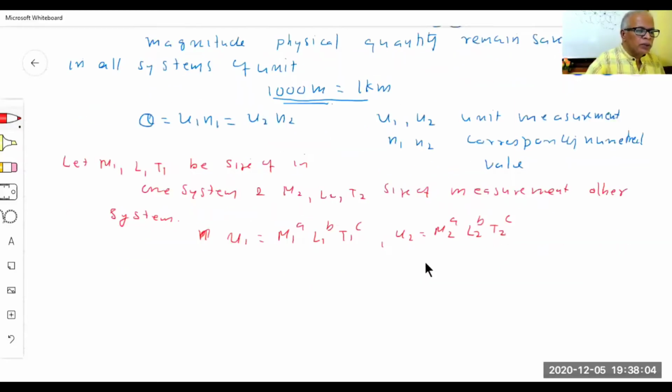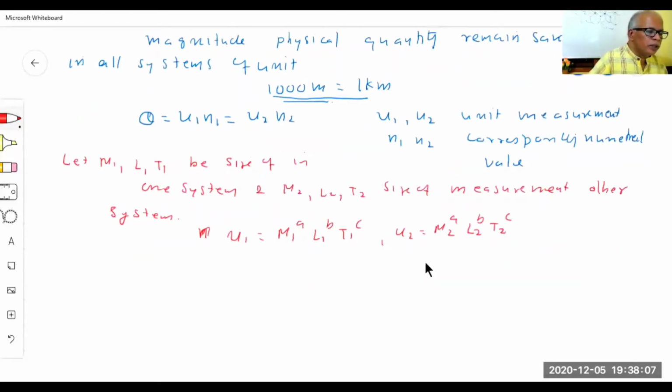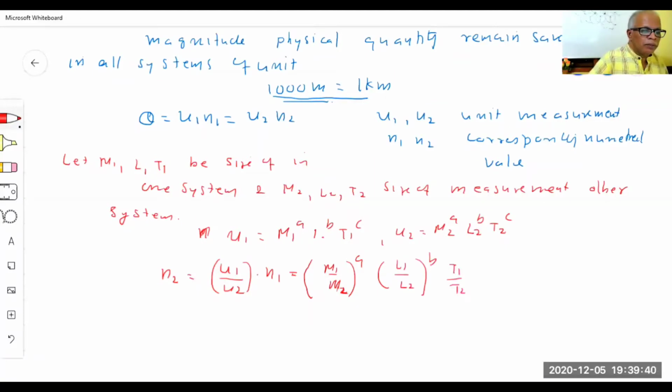So what is N2? N2 is equal to U1 by U2 into N1. That is, M1 by M2 raised to A, into L1 by L2 raised to B, into T1 by T2 raised to C, into N1.